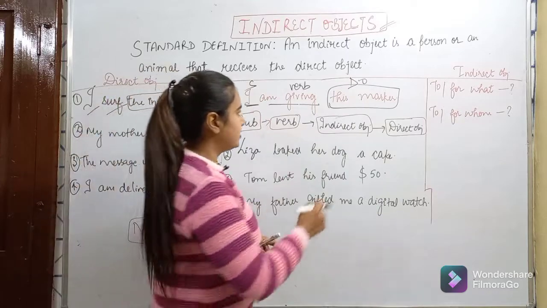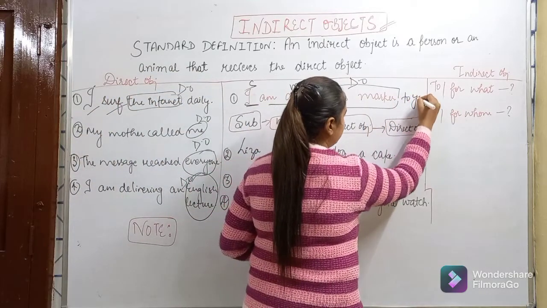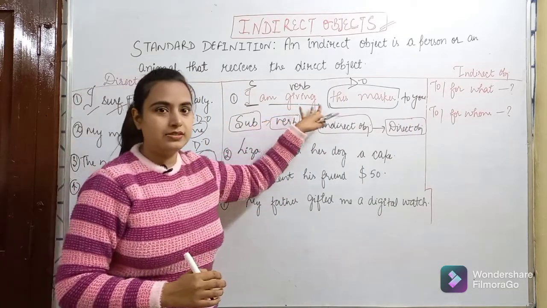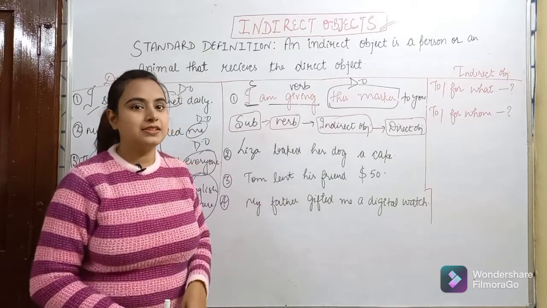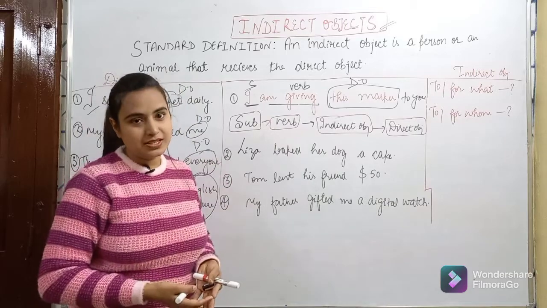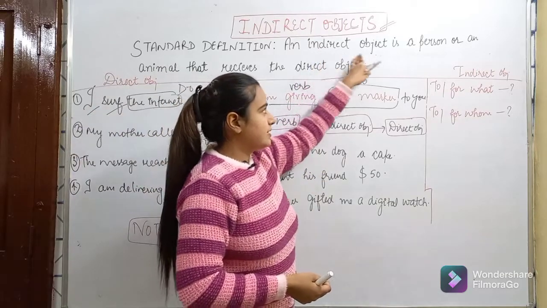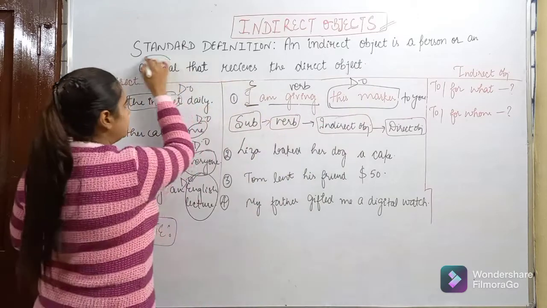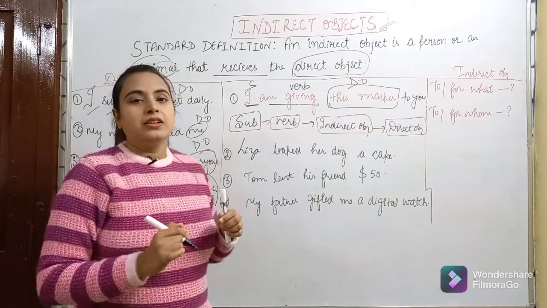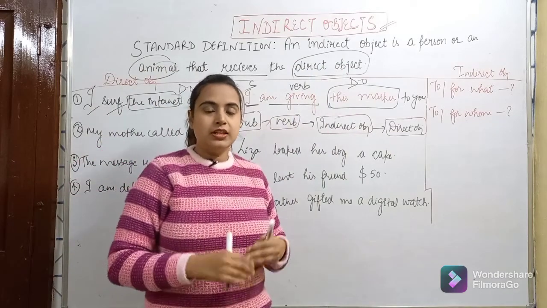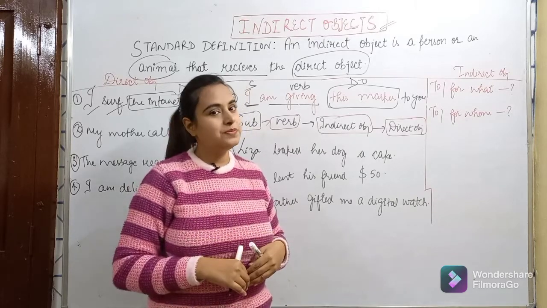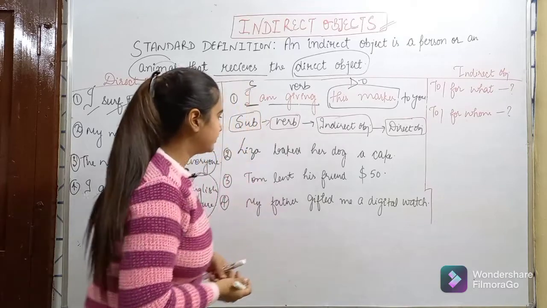Now I am placing a word here. I am giving this marker to you. Now guys, you are able to understand the whole meaning of the entire sentence: I am giving this marker to you. So this is the concept: the indirect object is a person or an animal that receives the direct object. The receiver, the beneficiary, is the name of any person or any animal who is receiving the direct object. It is your indirect object.